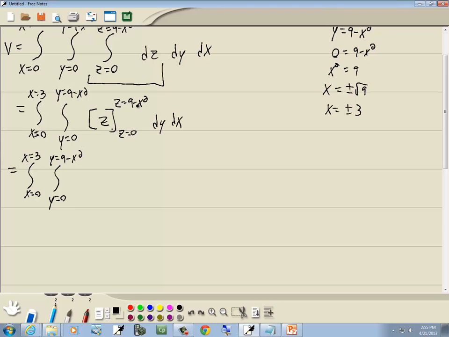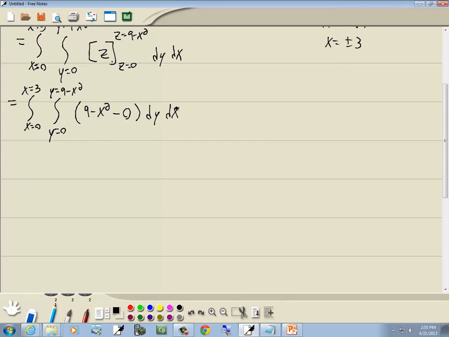Now normally I'd plug this in for z and plug this in for z, but when this is 0, we don't have to worry about that part. So this becomes, we're plugging 9 minus x squared in for the z. Actually, let me go ahead and put it. It doesn't hurt anything. Minus 0. Quit being so lazy. There we go. Well, ignoring the 0, that drops away. We're working with the next one. So this is going to be x is equal to 0 to x is equal to 3.